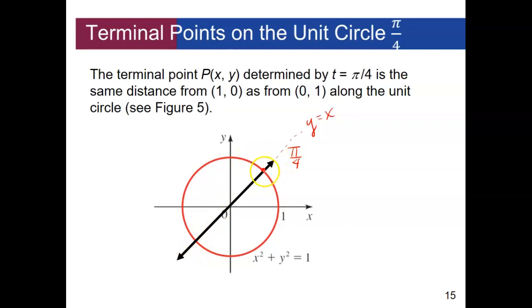So here we have pi over 4, and we want to find the coordinates of this point. So we know that it's on the unit circle, so it's going to be x squared plus y squared equals 1. We also know that x and y are equal to each other. So what I'm going to do is I'm going to replace y with x, since they're equal to each other, so I get 2x squared equals 1, divide both sides by 2, and then I'm going to take the square root.